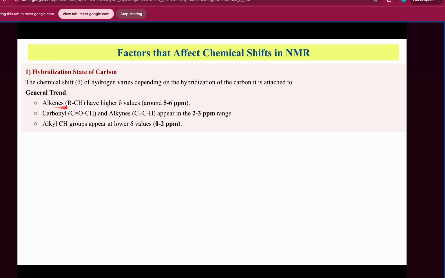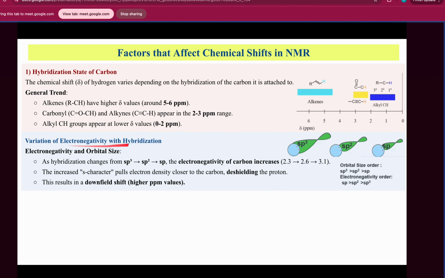So the trend is that alkenes, that is RCH, have higher del values, around 5 to 6 ppm, whereas carbonyl groups, which is C double bond OCH, and the alkynes, that is C triple bond CH, appear in the 2 to 3 ppm range, whereas the alkyl CH groups appear at lower del values, about 0 to 2 ppm. So this is the trend. As we are moving from alkyl to alkenes, the chemical shift is increasing. This is the relationship.